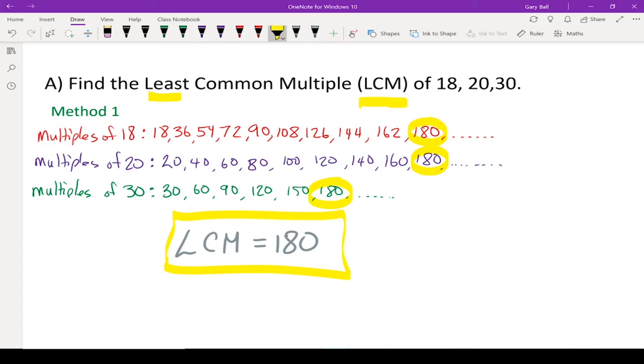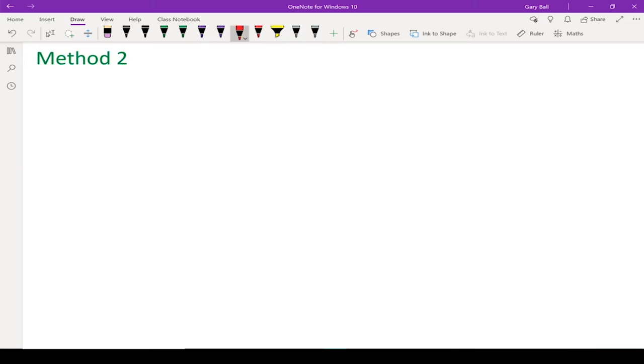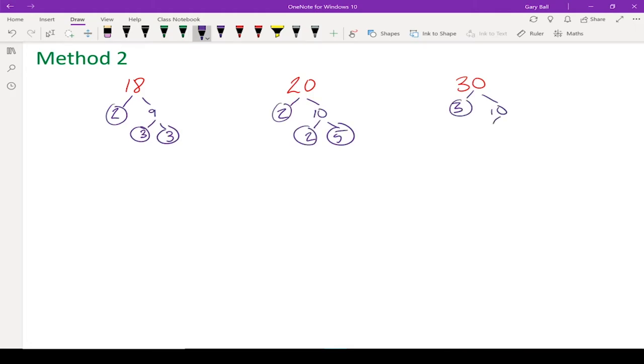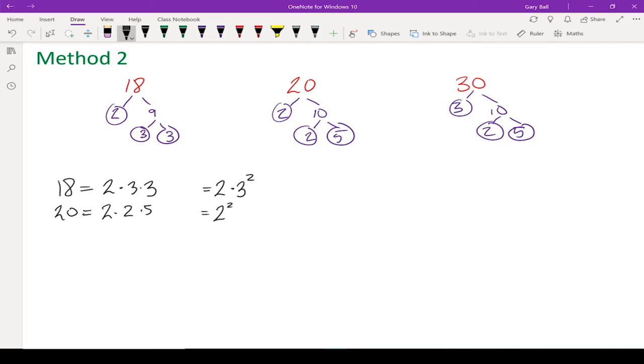Let me go through method 2, which is a lot faster. Let's try those same numbers in a second method. We're going to work with 18, 20, and 30. To start off, we're going to do prime factorization of each of those, and we're going to use those factors to find our lowest common multiple. Let's write out our prime factorization. 18 equals 2 times 3 times 3. I'm actually going to write it as 2 times 3 squared. This way makes more sense for this one, and I'll show you why in a minute. 20 equals 2 times 2 times 5, which I'm actually going to write as 2 squared times 5, and 30 equals 2 times 3 times 5, which is going to be the same thing. Okay, there, I've written it out in its prime factors.